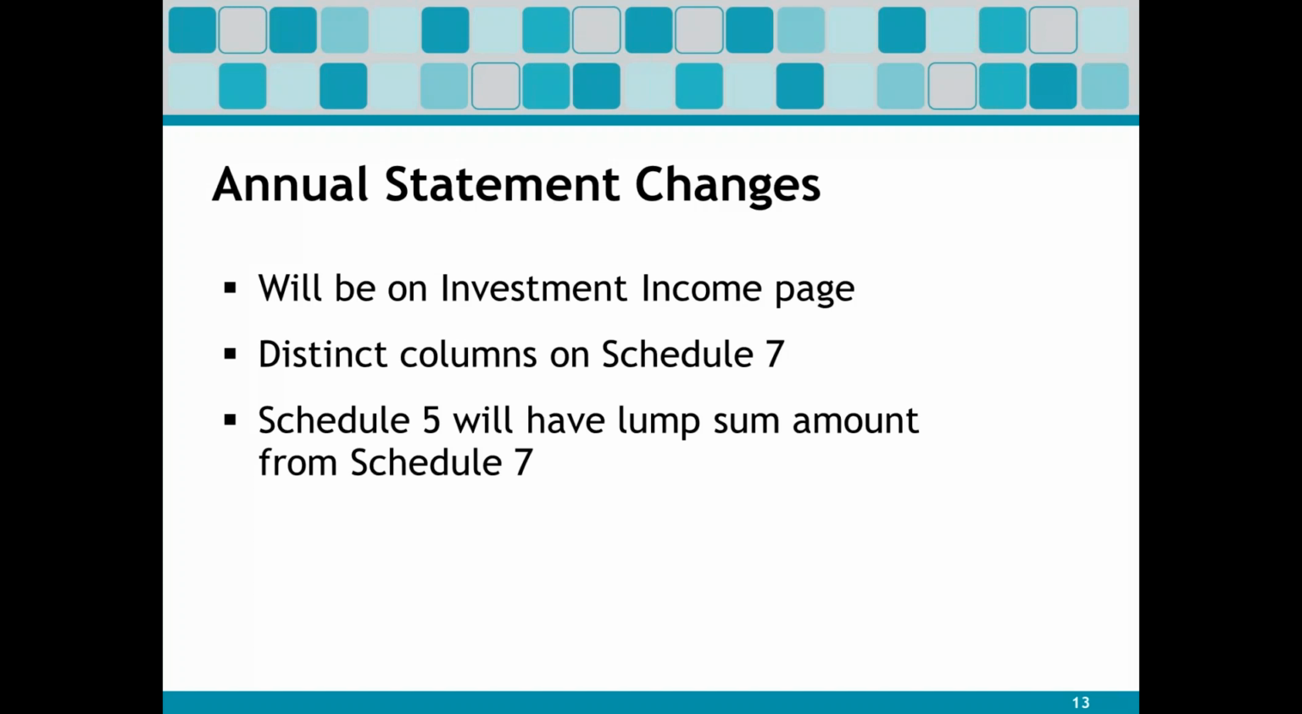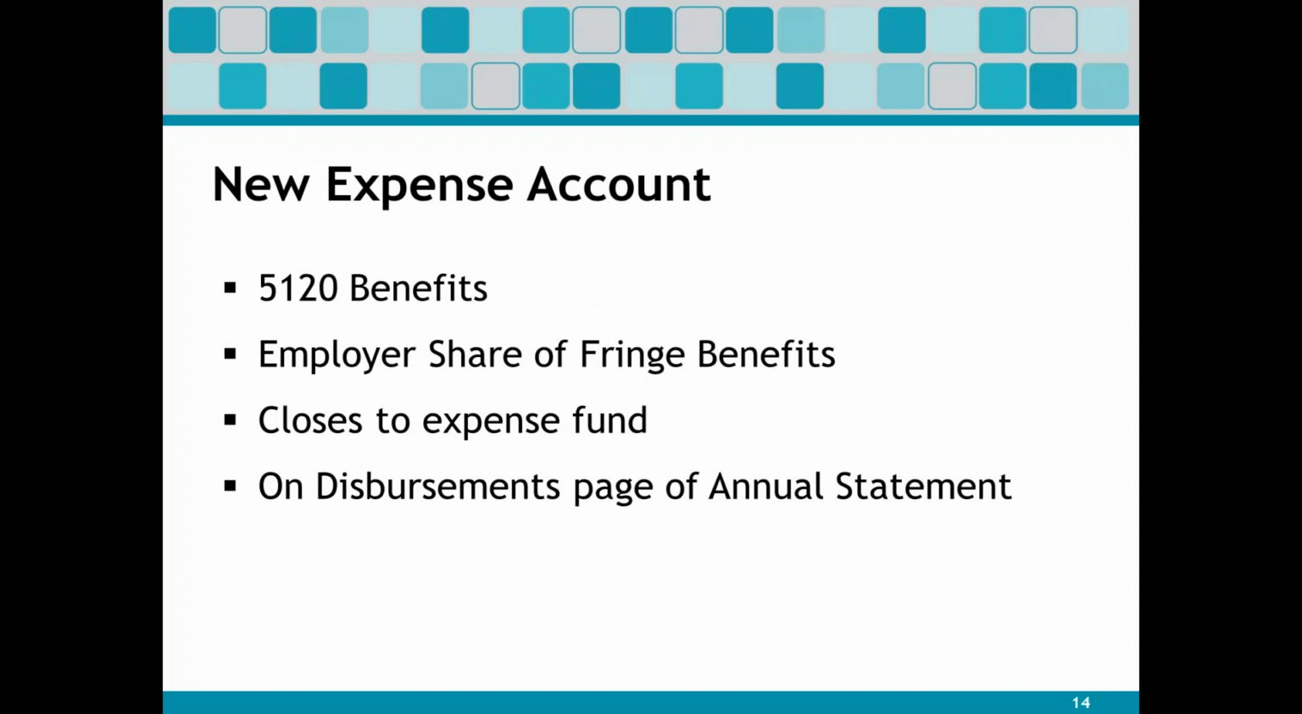Right, so the annual statement, Schedule 7 now has a couple new columns, and Schedule 5 we just have a reference to Schedule 7. And we did set up one new expense account because boards were handling the fringe benefits differently, and also the healthcare costs tend to grow a lot more than salaries or the other expenses. So we've created 5120 to segregate them, and hopefully you all use them this year. So that's going to show up on the disbursements page of the annual statement.